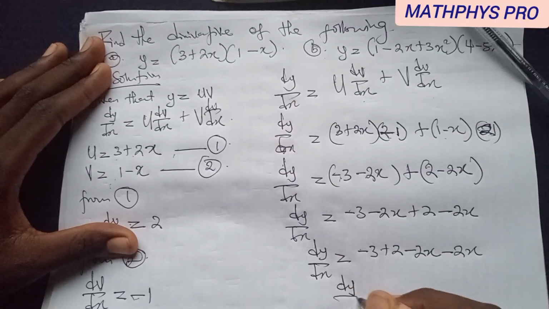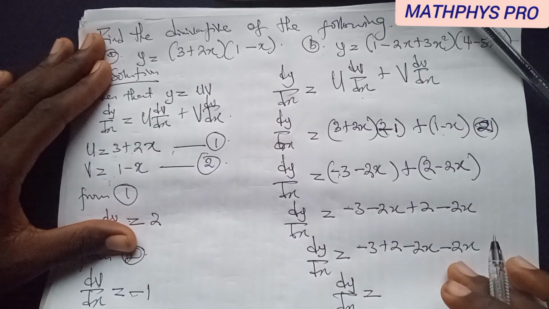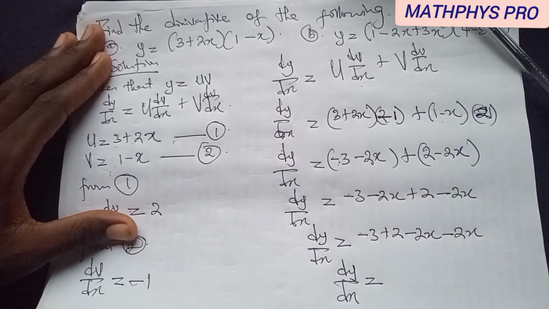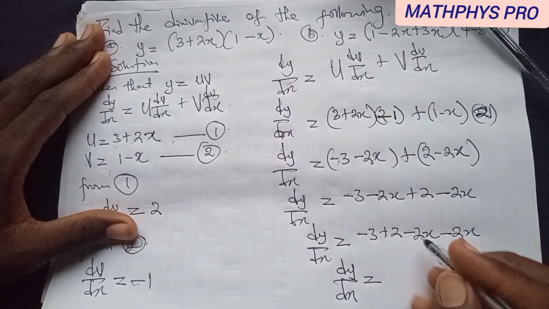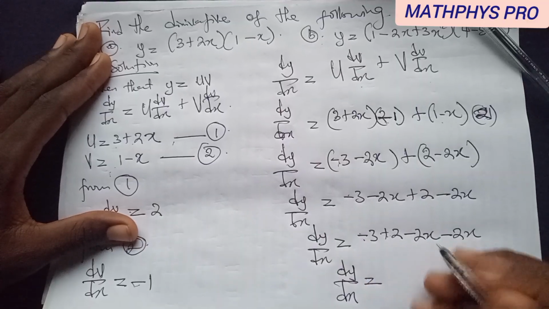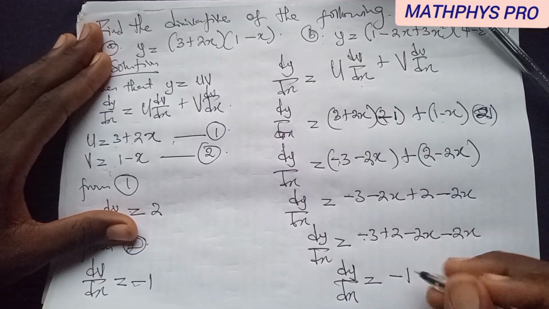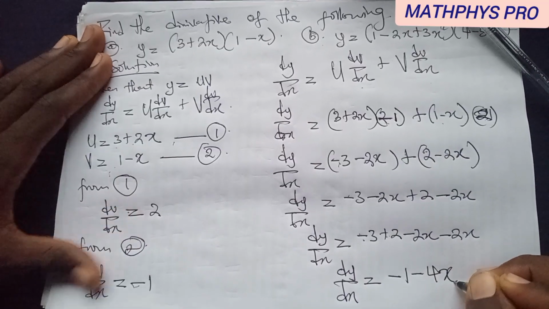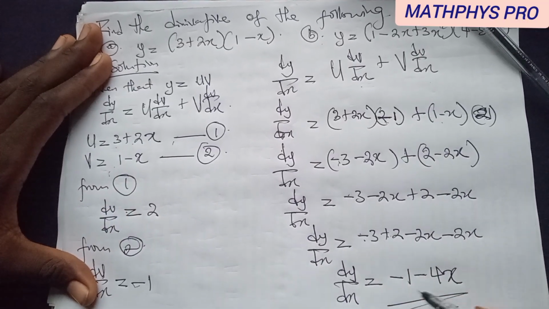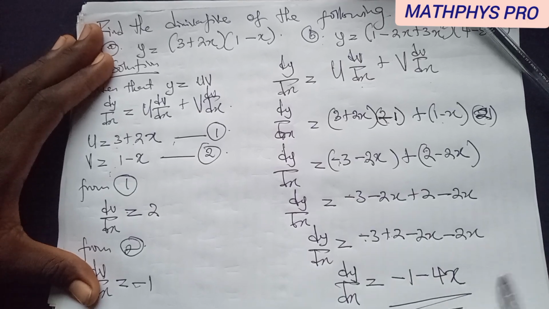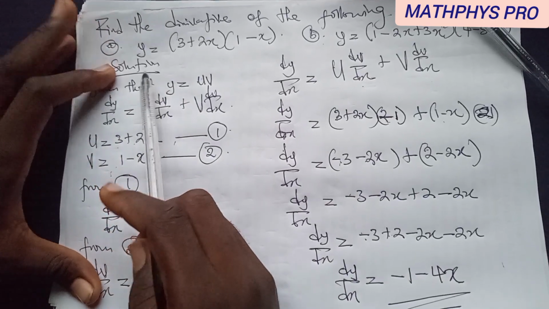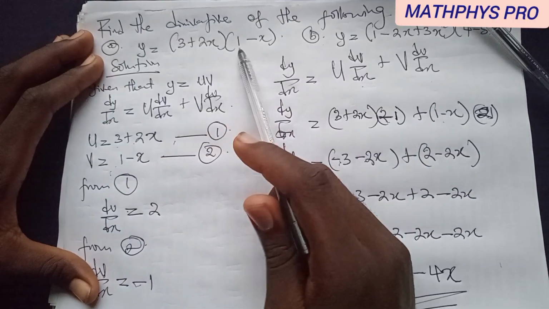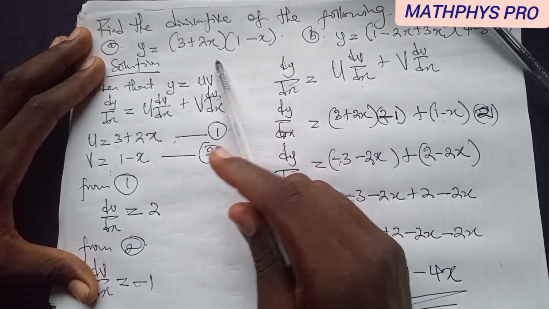So dy dx is equal to minus 3 plus 2 gives you minus 1, minus 2x minus 2x gives you minus 4x. So this is the derivative of this question, which says that y is equal to 3 plus 2x bracket 1 minus x.